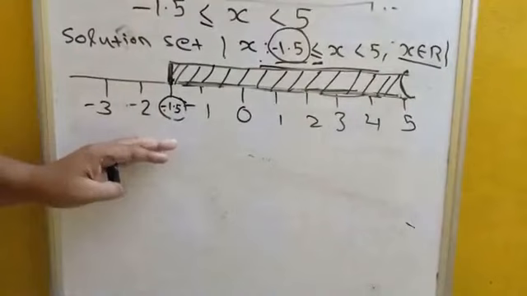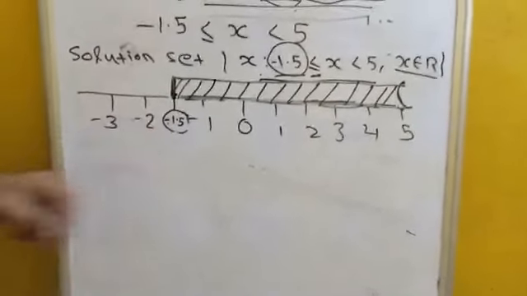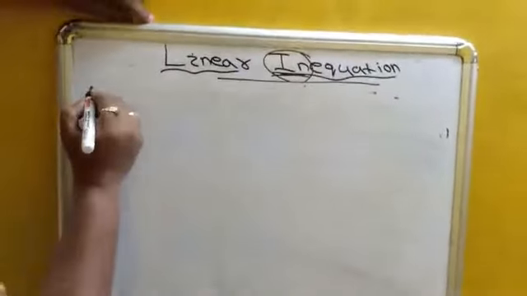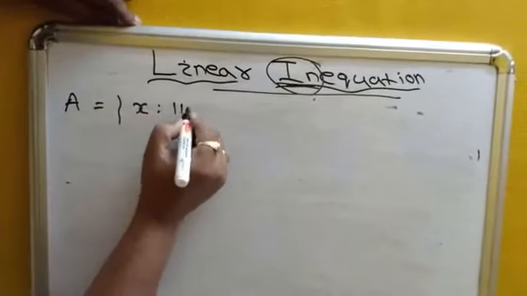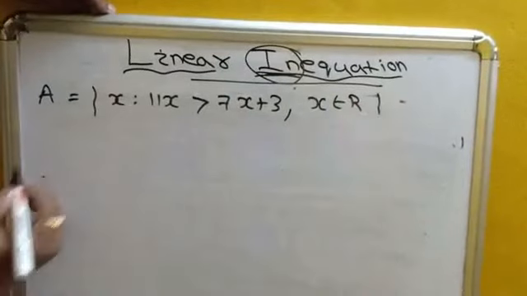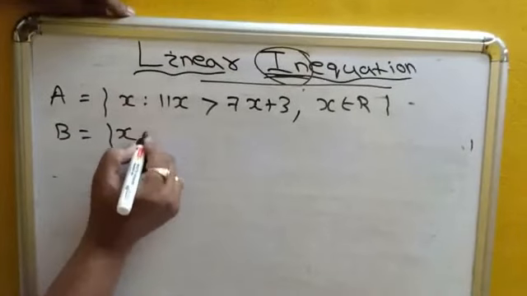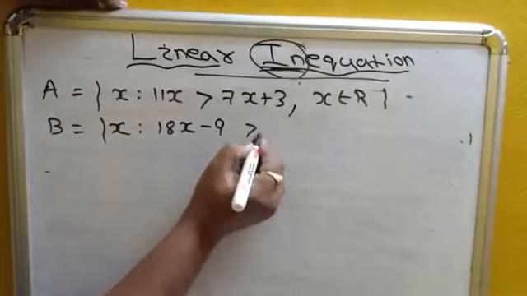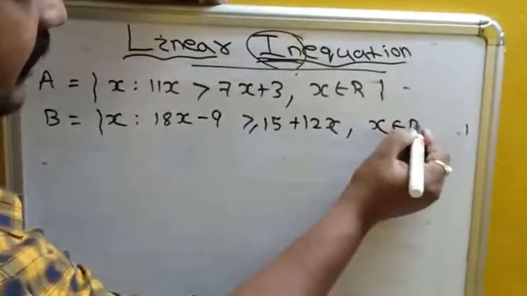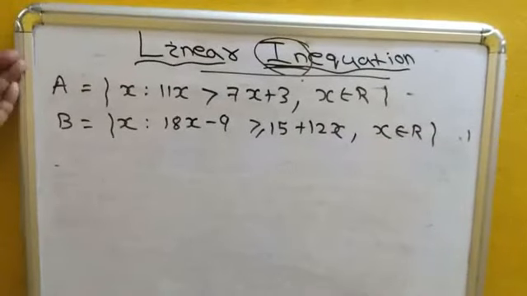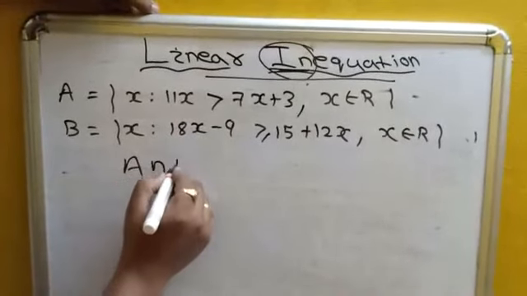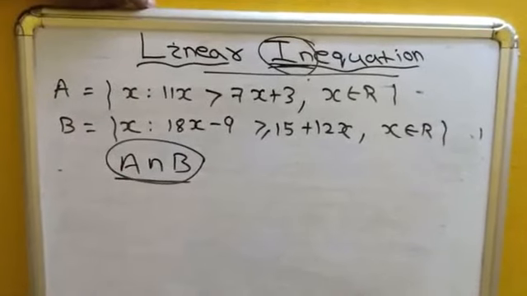So this is about linear inequation and how you solve it. Next question: given A equals x such that 11x greater than 7x plus 3, x belongs to R, and B equals x such that 18x minus 9 greater than or equal to 15 plus 12x, this also belongs to R. He told us to first solve these linear inequations and find the value of A intersection B. So before that, what you have to write?